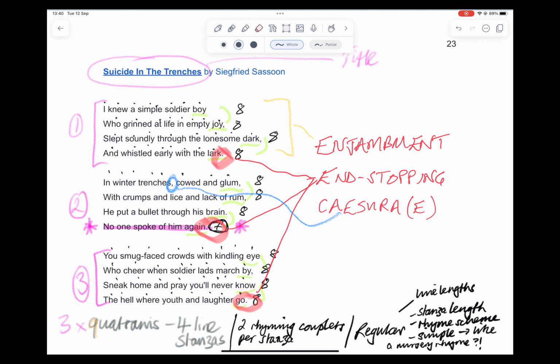So in this video, what we're going to do is dig deep into the poem, look at the content, look at the language, look at the imagery, and get all of that good stuff that you can use to write a fantastic response to an unseen poem.